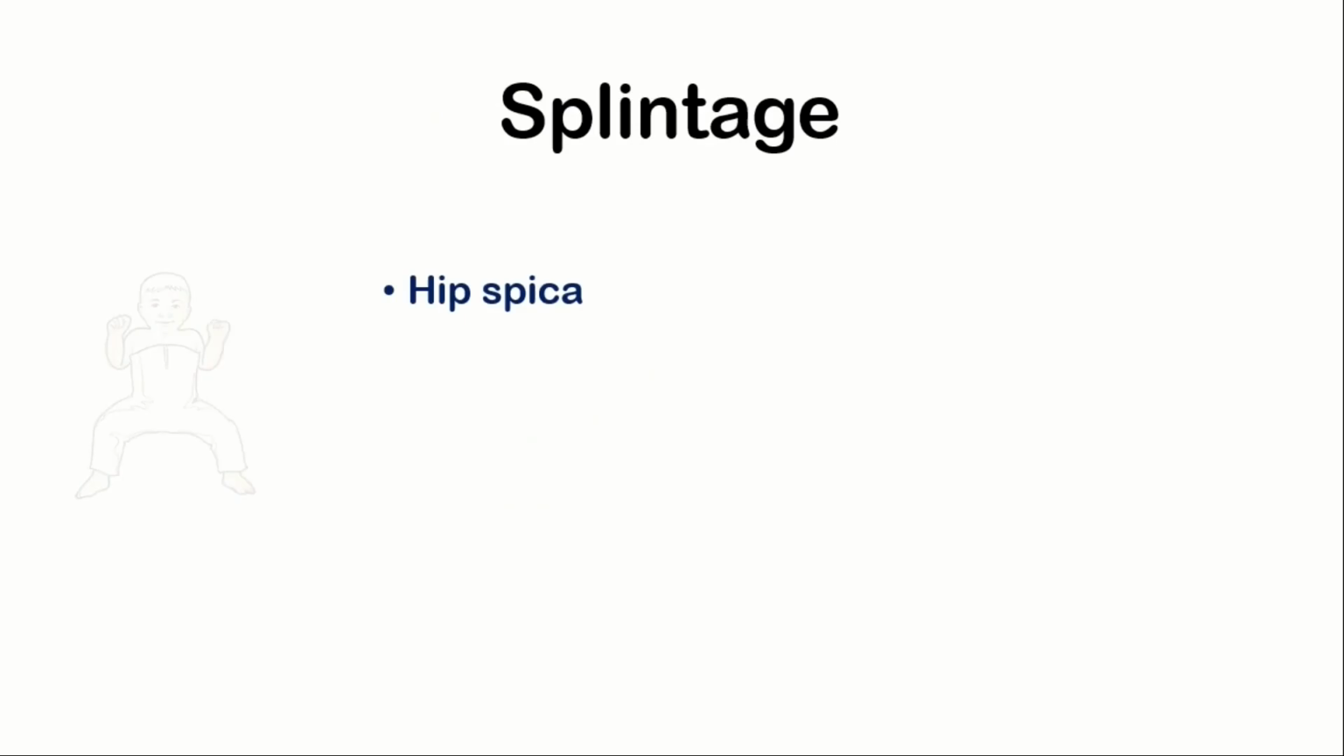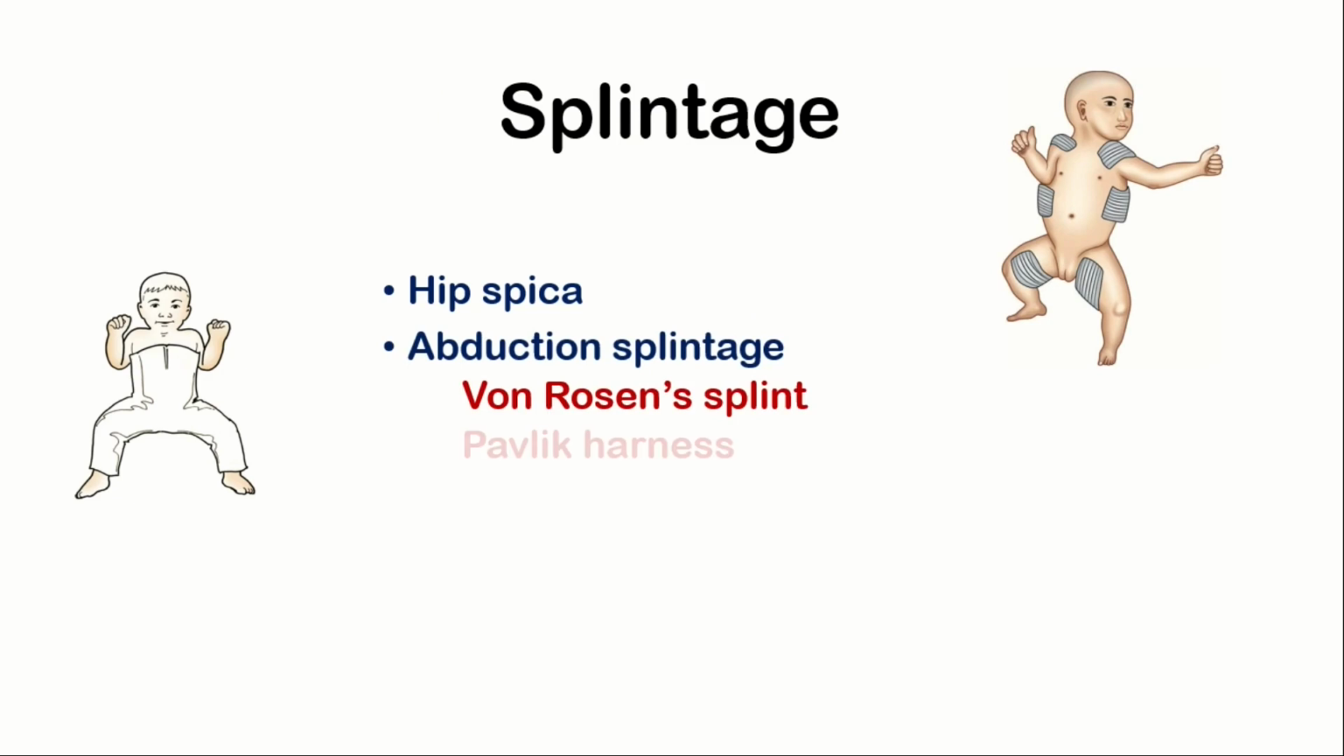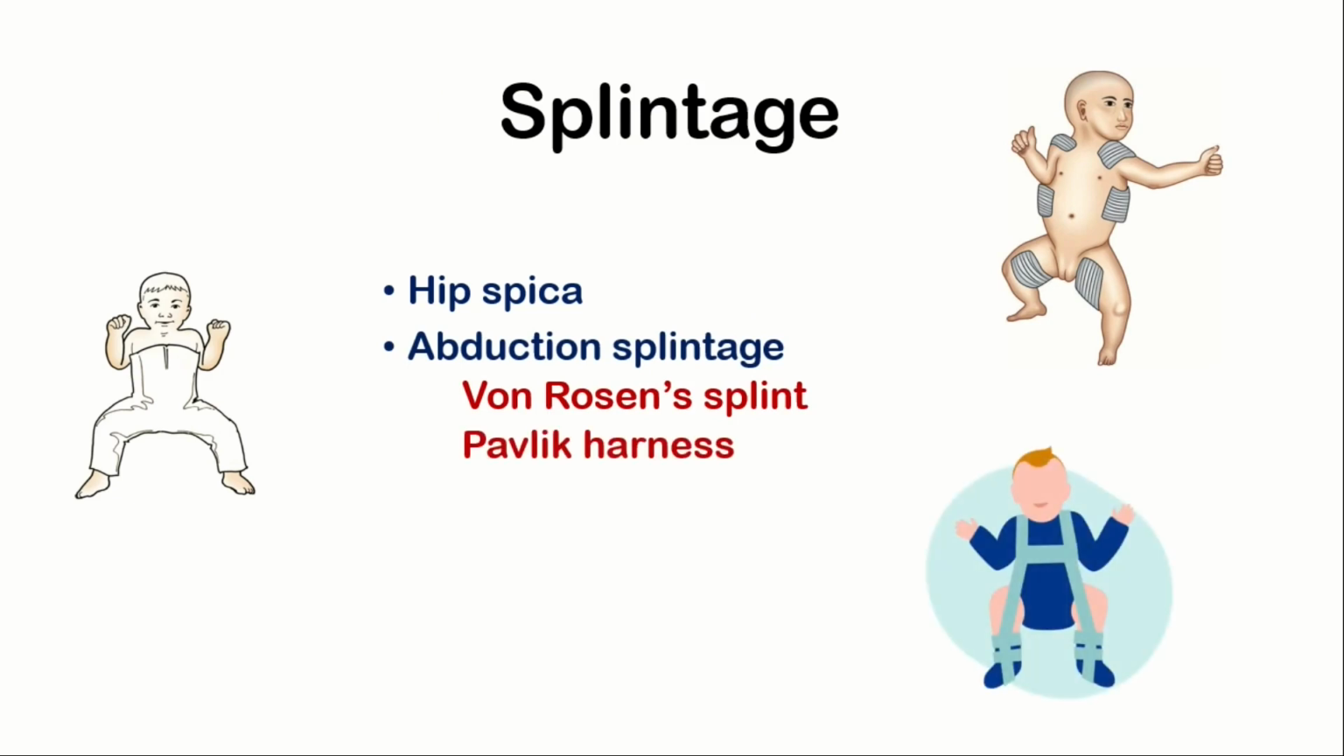The splinting methods that are available are applying a hip spica and applying abduction splints such as Van Rosen's splint and Pavlik harness. Hip spica is a plaster of Paris cast, applied after positioning the hip at 60 degrees of flexion, 40 degrees of abduction, and 20 degrees of internal rotation. Van Rosen's splint is an H-shaped malleable splint, and it is easy to apply. Pavlik harness is more difficult to apply, but gives the child more freedom while still maintaining its position.